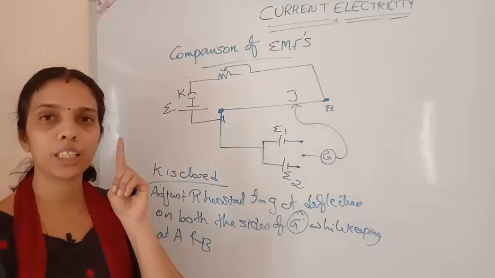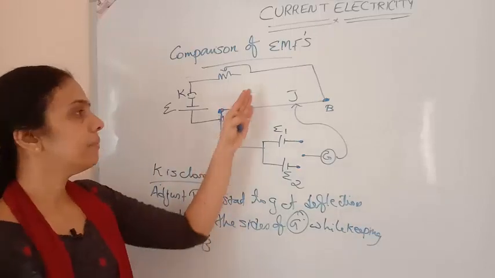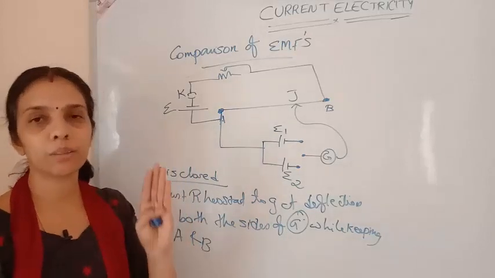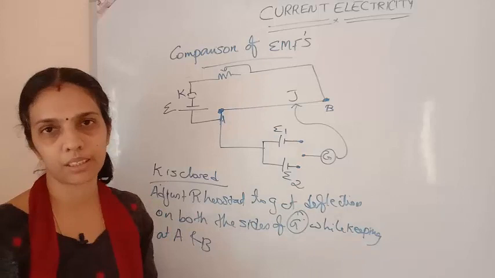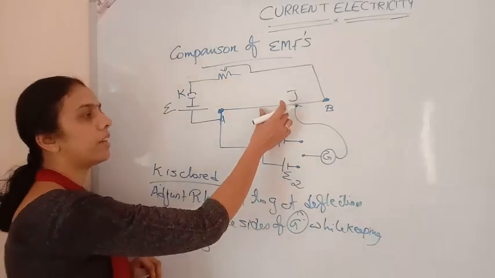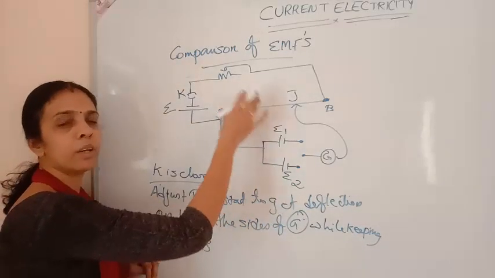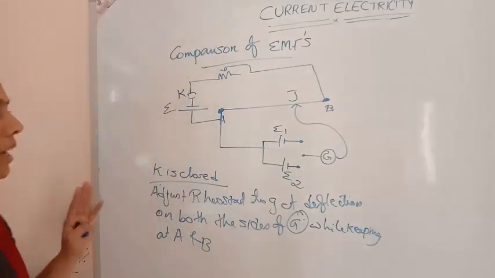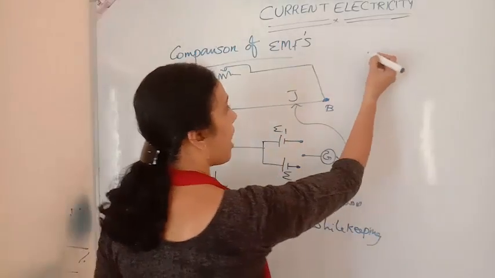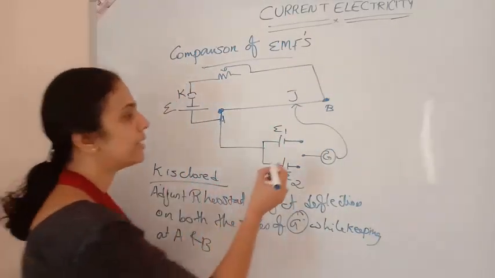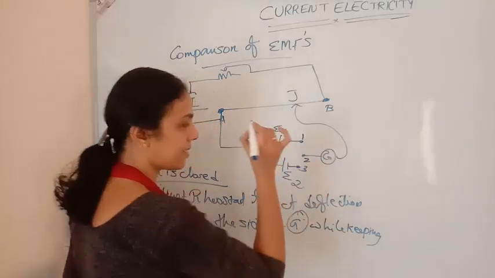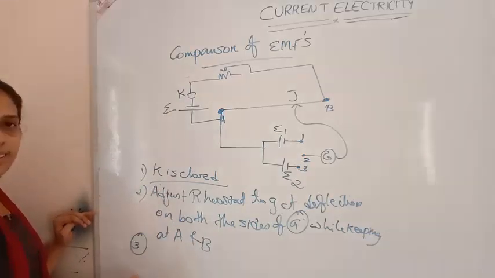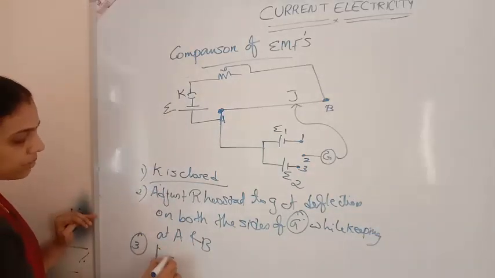That means in between, at one point, we get a null deflection. Since it is a null deflection method, we say it is a very accurate method. Wherever we get null deflection, the potential drop across the potentiometer wire length and the cell EMF will be the same. After adjusting like that, this is 1, this is 2, and this is 3. The third step is to close the key between 1 and 2.